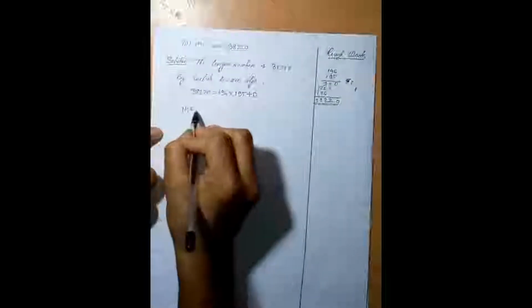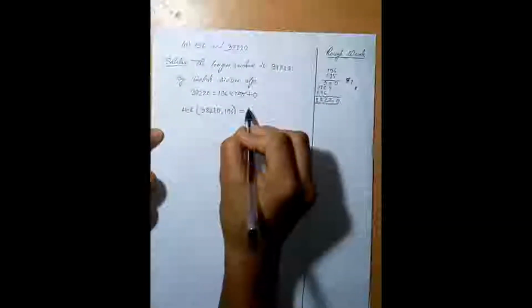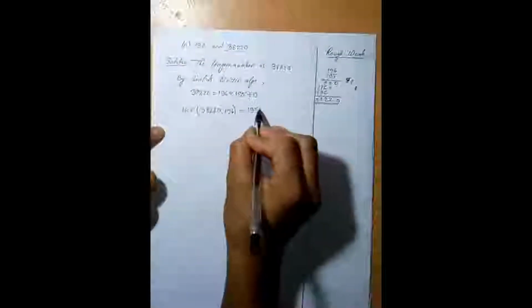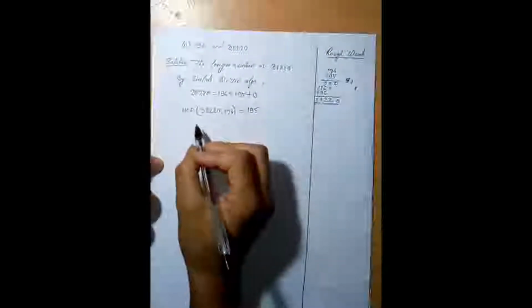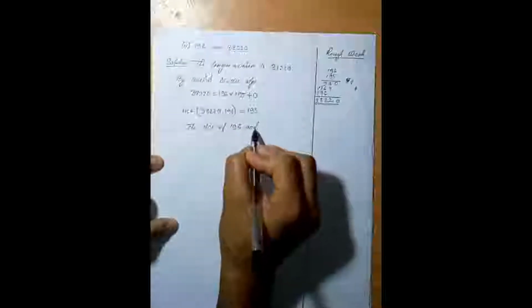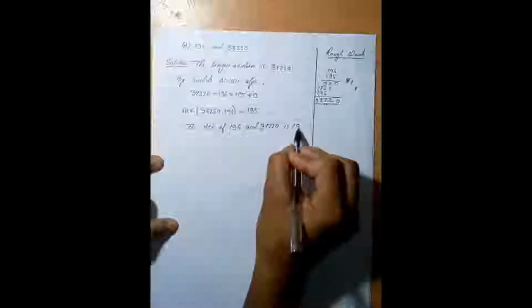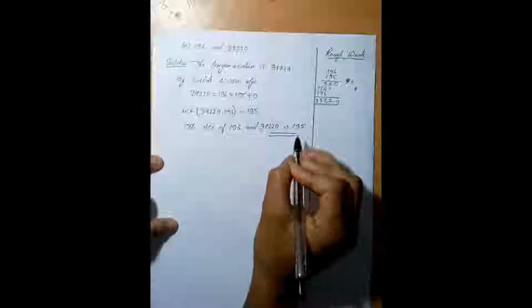So now we can write, therefore, HCF of 38220 and 196 equals 195. Therefore the HCF of 196 and 38220 is 195. So this is the answer.